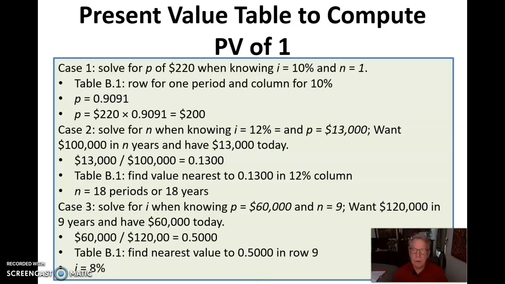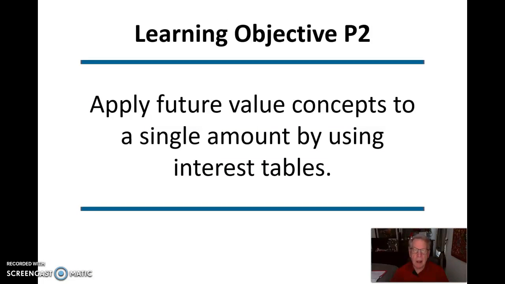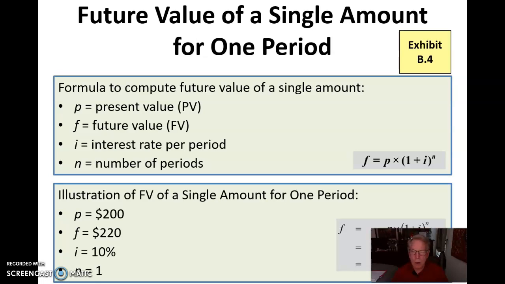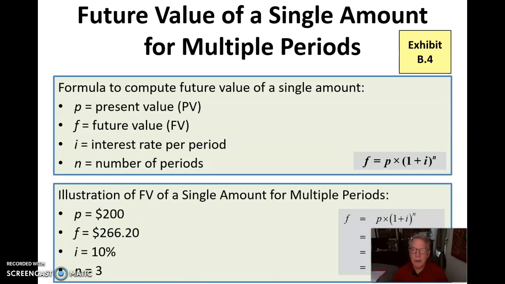Okay, some techniques using the present value tables. We can apply the future value concepts to a single amount by using the interest rate tables as well. Here, we're going to have our present value of the same one that we had before for a single amount. And now we have a future value of $266, and that will take you back at 10% to a present value of $200 over 3 periods, 3 years.